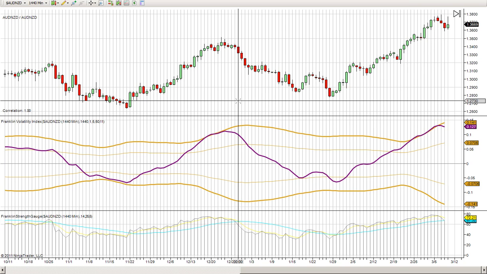utilizing the carry trade strategy and the Franklin Forex indicators. A lot of traders like to trade against lower funding pairs, but I think this presents the best opportunity.